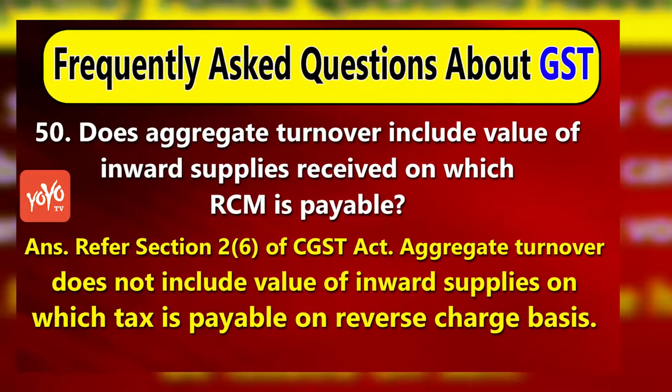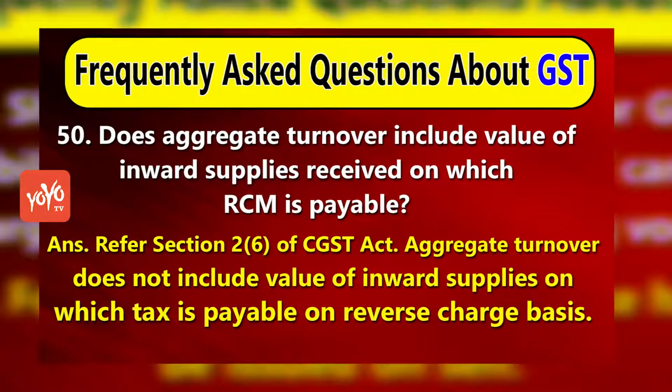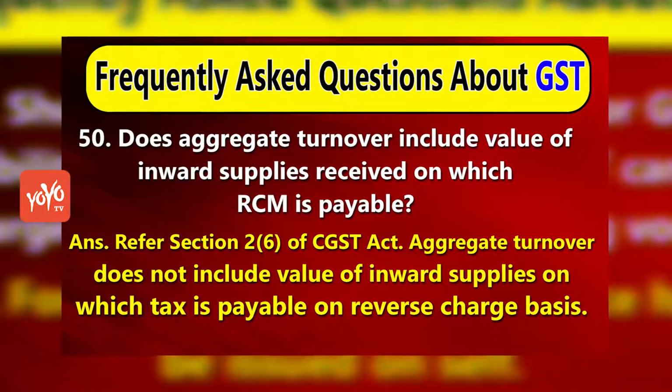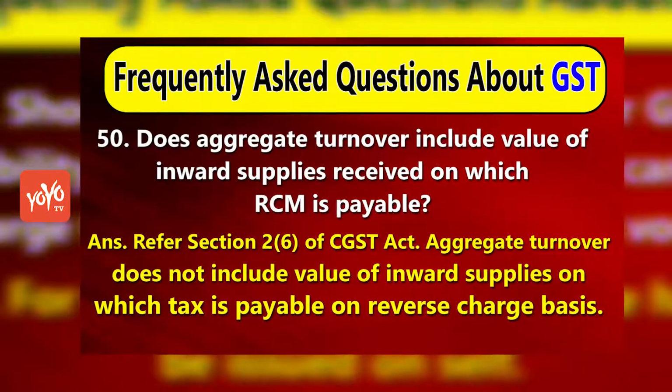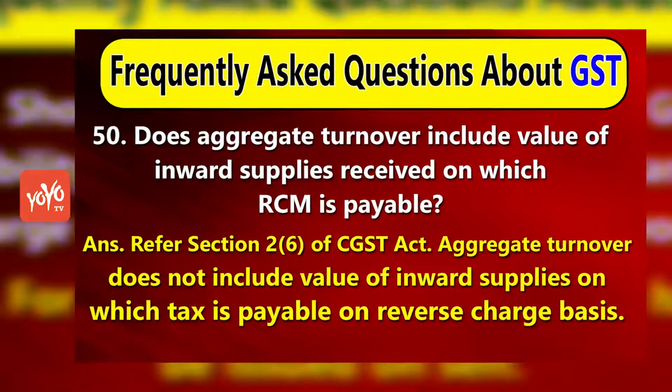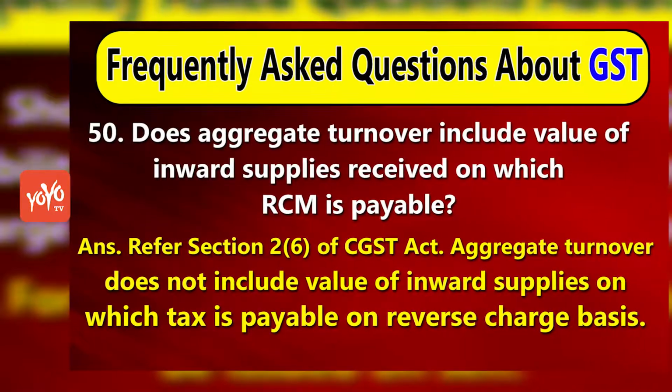Question: Does aggregate turnover include value of inward supplies received on which RCM is payable? Answer: Refer section 2 sub-section 6 of CGST Act. Aggregate turnover does not include value of inward supplies on which tax is payable on reverse charge basis.